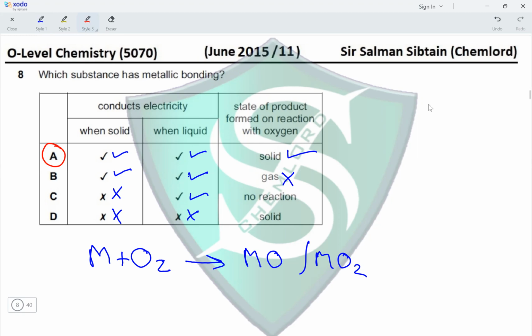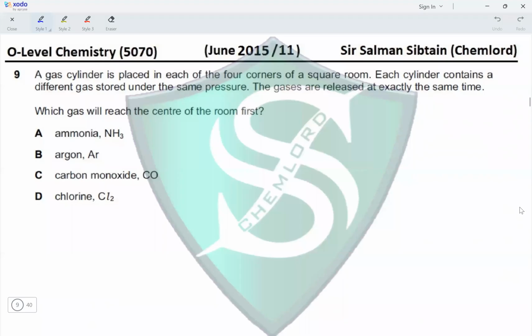Question 9. A gas cylinder is placed in each of the four corners of a square room. Each cylinder contains a different gas stored under the same pressure. The gases are released at exactly the same time. Which gas will reach the center of the room first? So in other words, which gas will diffuse the quickest?